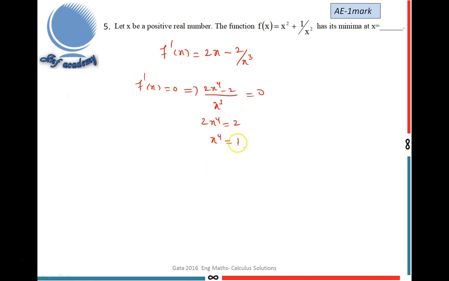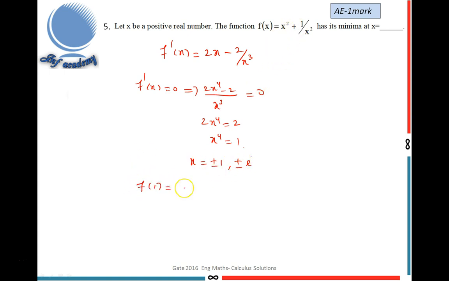So I solve this fourth degree equation. I got x equal to plus or minus 1 and x equal to plus or minus i. These four are the roots. Okay, so plus or minus 1 and plus or minus i are the critical points. Next I find the values of f at these critical points.